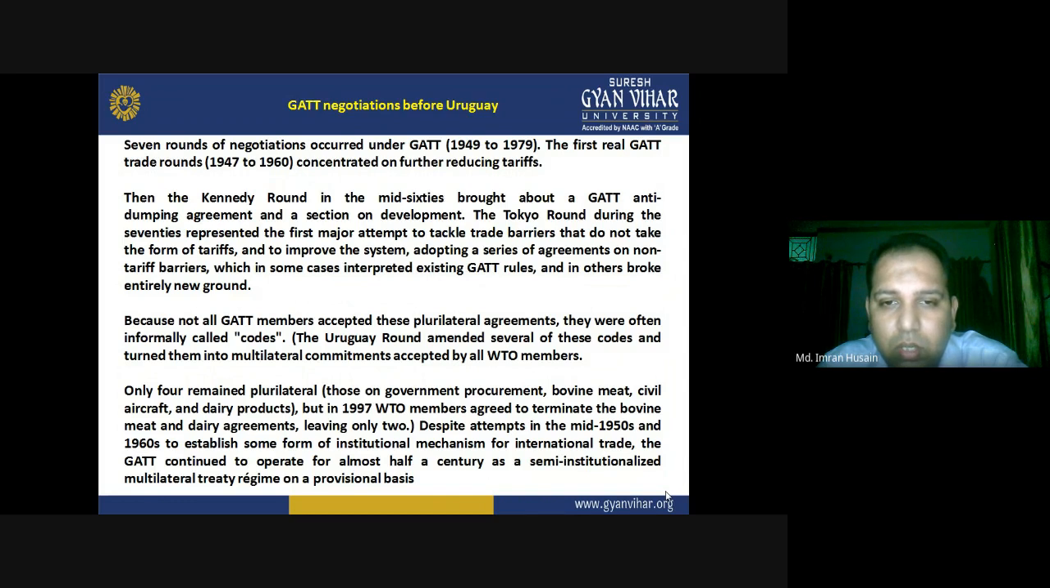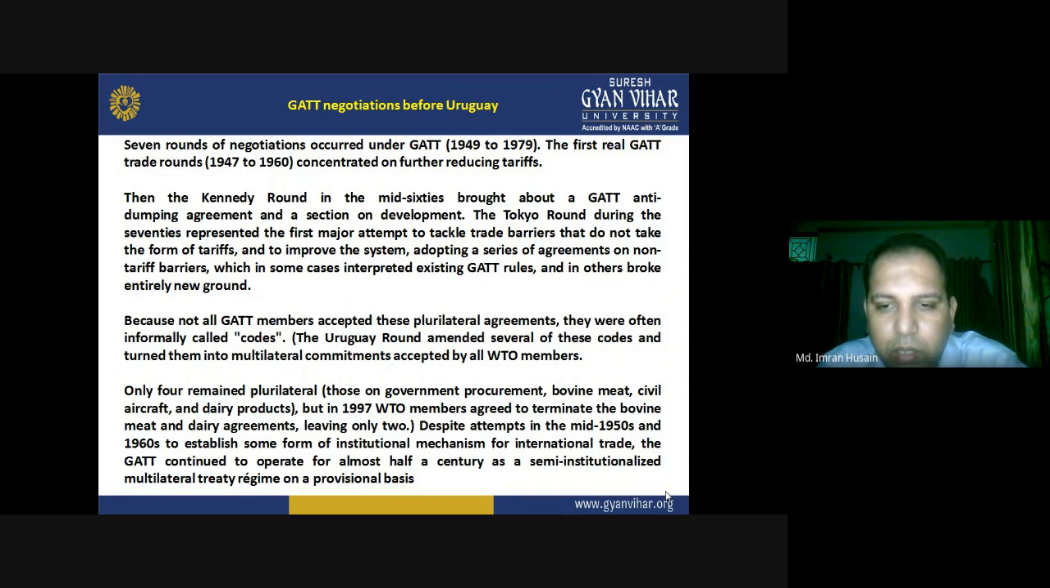The Uruguay Round amended several of these codes and turned them into multilateral commitments accepted by all WTO members. Only four remained plurilateral: those on government procurement, bovine meat, civil aircraft, and dairy products. But in 1997, WTO members agreed to terminate the bovine meat and dairy agreements, leaving only two.